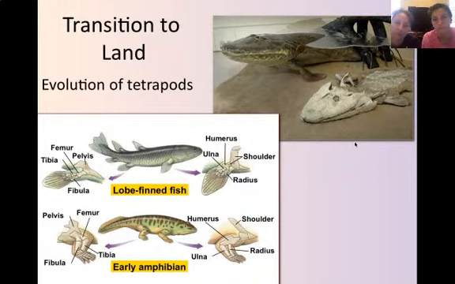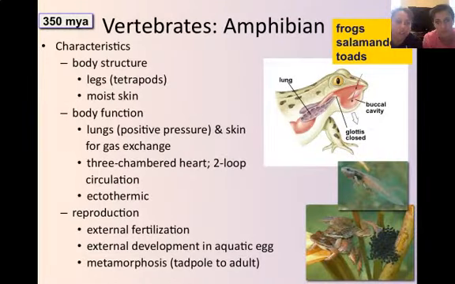Okay, this is just showing you a little evolution of tetrapods. Tetra, remember, means 4, and pods means feet or legs. So it's talking about the evolution of animals having 4 legs, their transition to land. It shows you down here, going from a lobe-finned fish to an early amphibian, how the fins of the fish ended up becoming legs eventually, so that they could live on land.